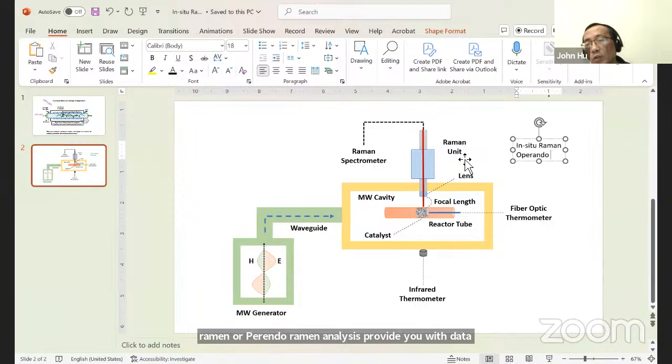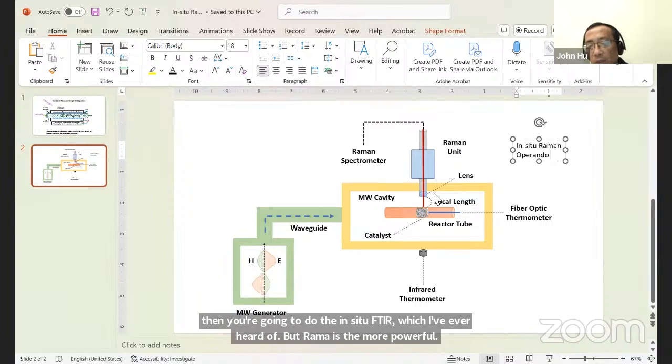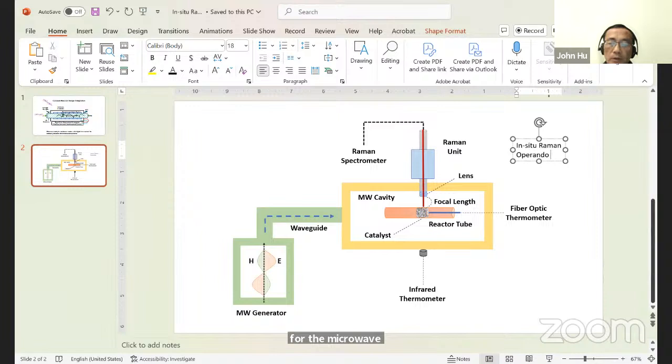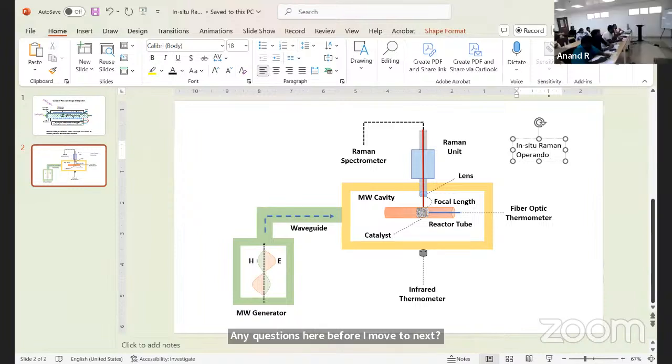And then you can do the in situ FTIR, if you ever heard of it, but Raman is more powerful for the microwave reactions. Okay. Any questions here before I move to the next? Yes, sir. We can move to the next.